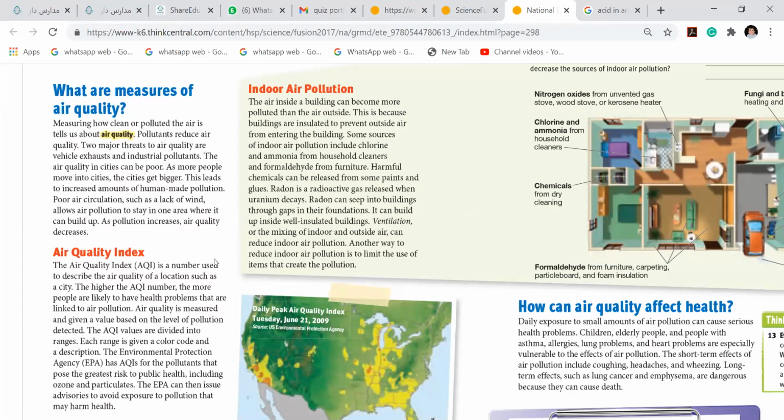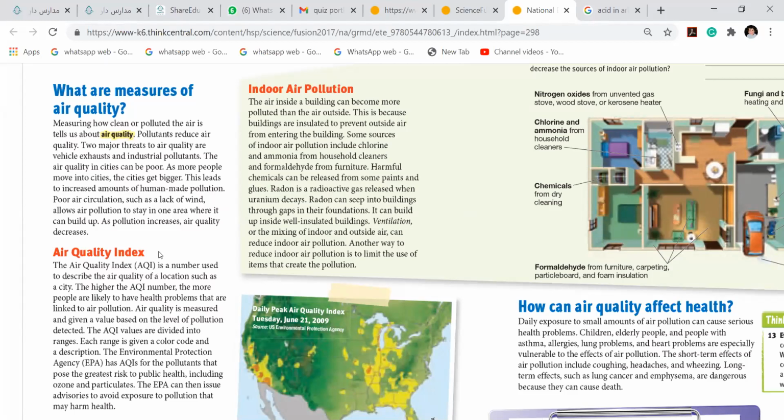How do you check that? With the air quality index, and they give a number to that. Those people are there who check this and give a number. When they give a higher number, that means more people are in danger with health problems. Now, AQI values are divided into ranges.